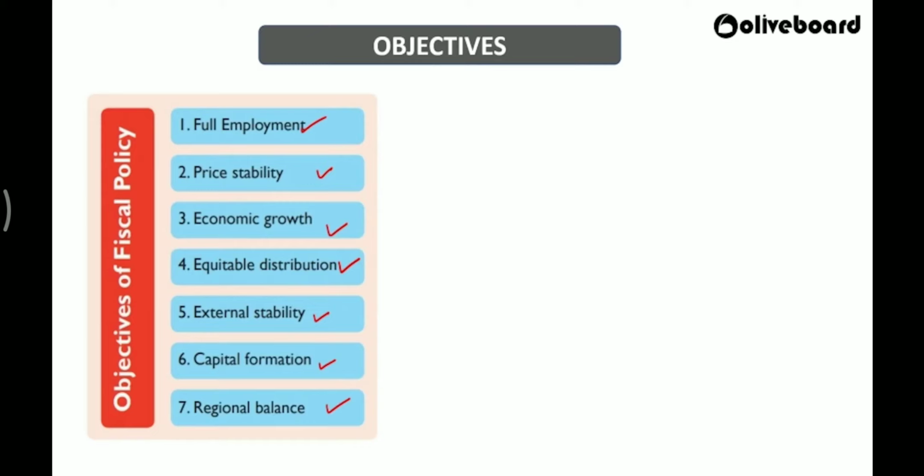Equitable distribution, we call that income distribution. Income distribution means, in simple language, there are poor, there are rich, there is a difference between rich and poor people. So that is what we are talking about here. At least there should be a fair distribution of income among the citizens of India.